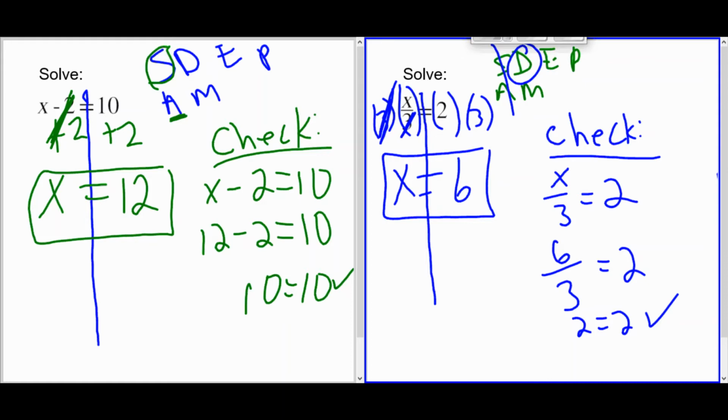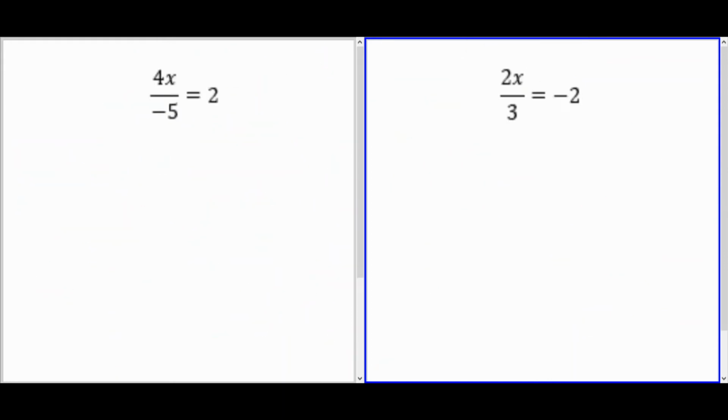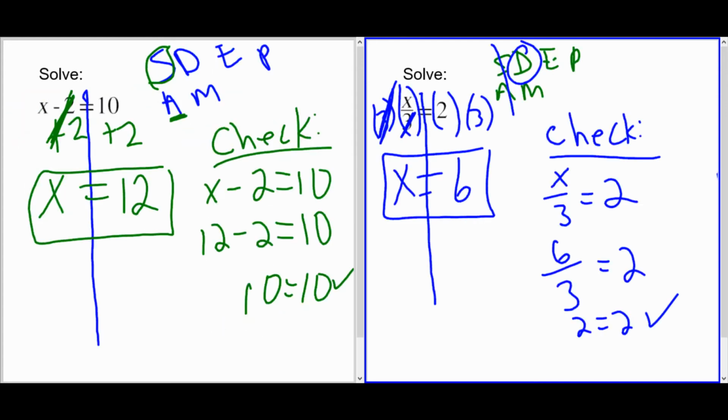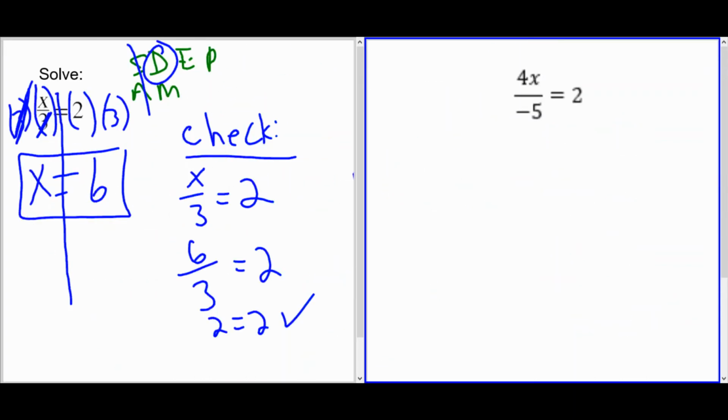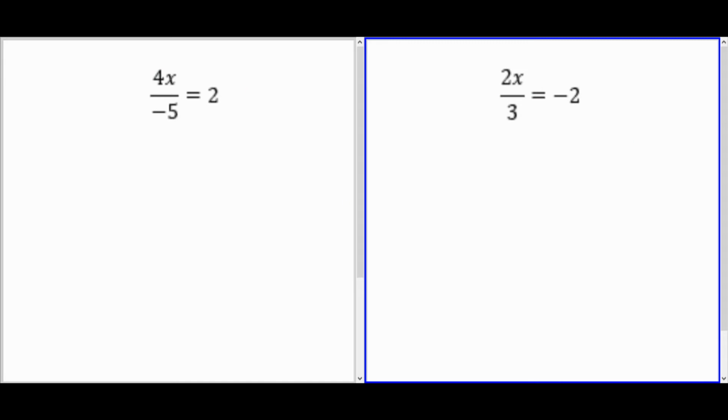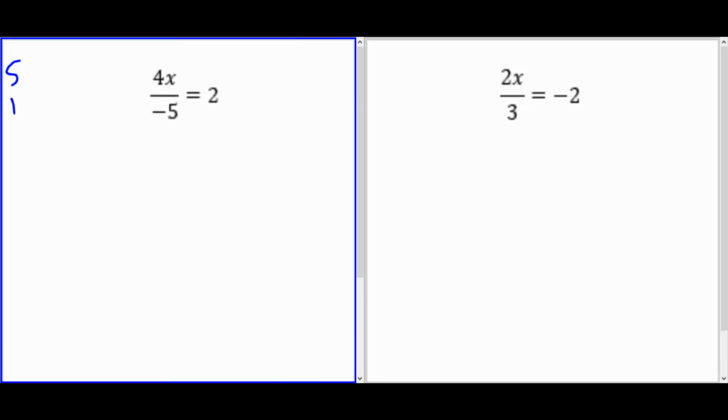Okay, so the next example. Now you can have more than one operation going on. Like before, in those first 2 examples, all we had in the first one was subtraction and addition. In the second one, all we had was multiplying and dividing. So in this one, we're going to sort of mix. We're going to have more than one operation, so we're going to have to do more than one step to solve it. Okay, so I'm still going to write out my SAD MEP.